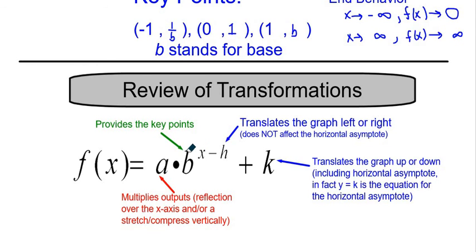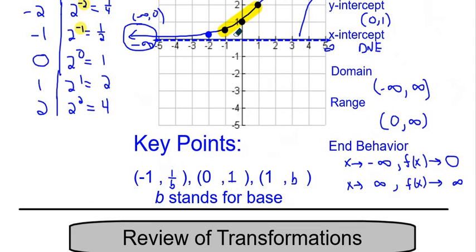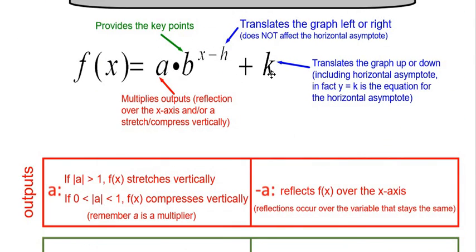But for now, make sure you use any coefficient in the exponent to modify the base to find the key points, and that takes care of it. Once you have done that, the H will translate the graph left or right. This does not affect the asymptote at all, because if I take this horizontal asymptote and move it left or right, it's still at 0. But what's going to affect it is if it moves up and down. In fact, the K value is the equation of the horizontal asymptote. K moves the graph up and down. That's going to change the horizontal asymptote. In fact, y equals K is the equation for the horizontal asymptote. And you'll see that in the examples when we look at them.